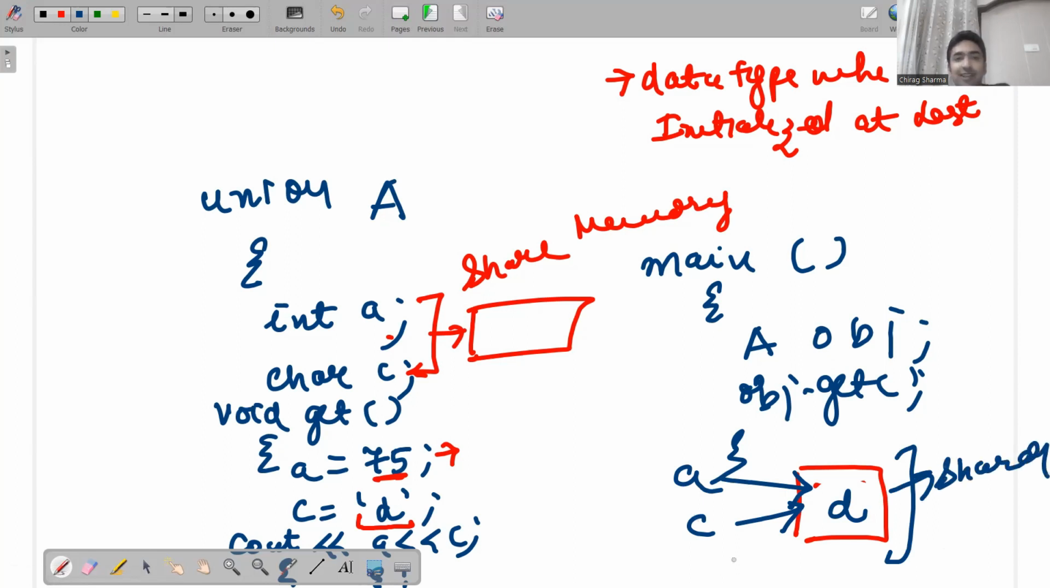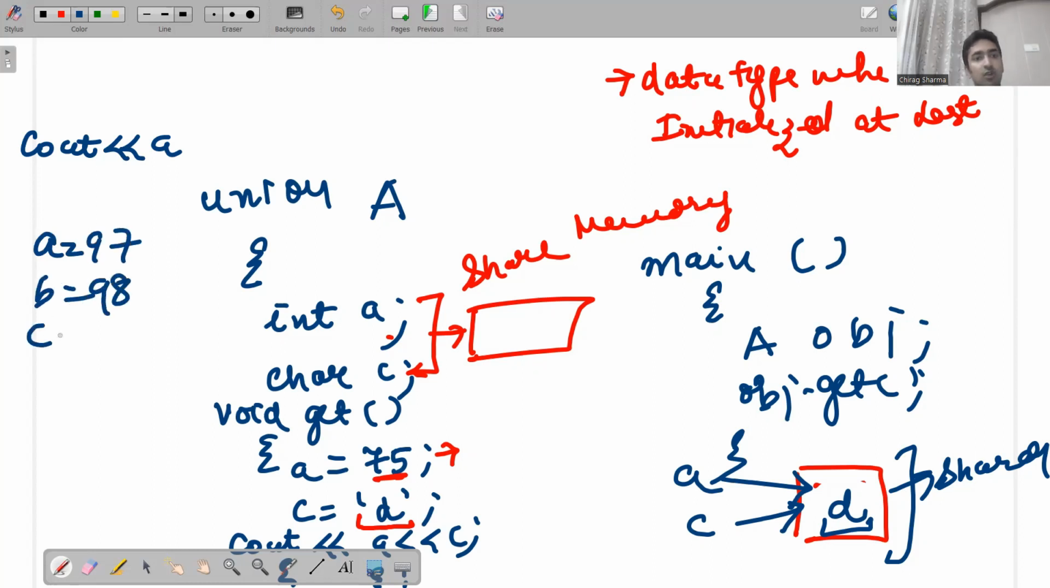And A and C both are sharing D. It means that if I cout A, the answer will actually be D, but D is in front in character form. So D in character form, what is the ASCII value of D in integers? In integers, small a is 97, small b is 98, small c is 99, and D value is 100.